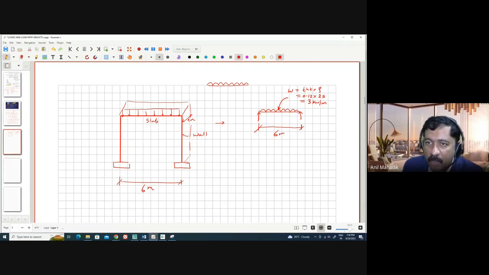Now, what is the meaning of this arrow? I'm only drawing the slab. This is only the loading diagram of the slab. I'm splitting that. What does that arrow indicate? This is, we can say, reaction. But who is giving the reaction to this slab? Who is reacting to it?